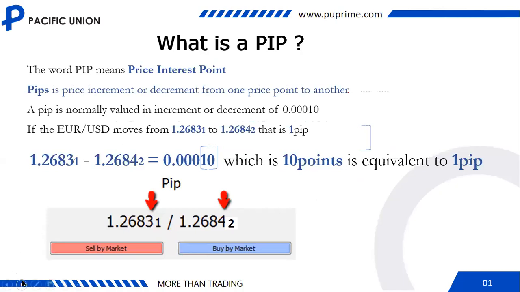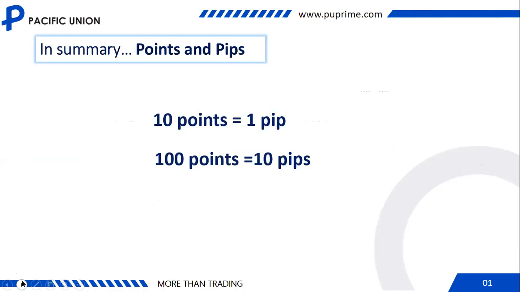Now let's talk about the next slide, which is the summary. We have in summary that 10 points equals one pip. Remember, we talked about the pip value of a point. 10 points is one pip. We also have 100 points to be 10 pips, and 1,000 points to be 100 pips.